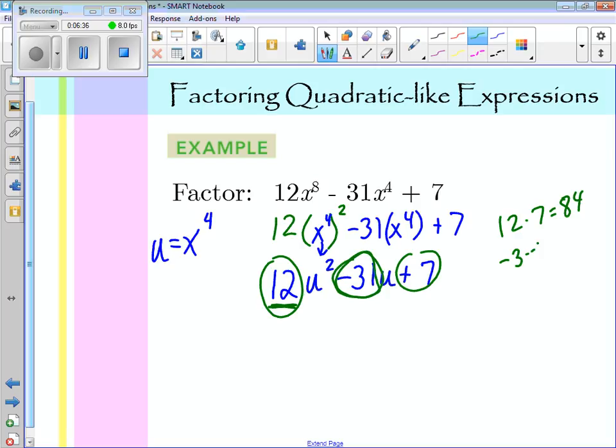Again, if you didn't come up with this in your head, fine. I'll show you a way in class to come up with these if you're not really good with your factors. My guess is most of you are. So we have negative 3 and negative 28. You're going to do a Punnett square. I showed you one way to do a Punnett square last time.